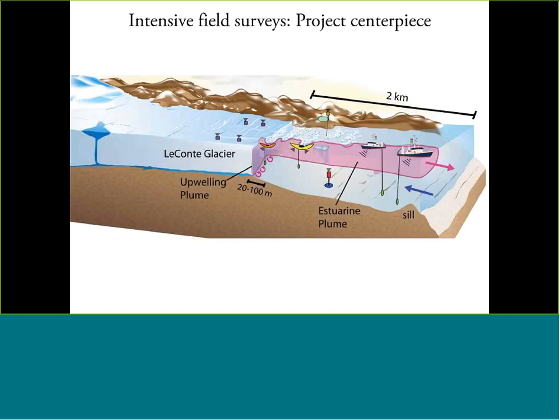This figure here from our proposal, I think, really nicely shows what is probably the centerpiece of the project and really illustrates a lot of the different things that we're trying to do. And so basically, we're going to be using melt modeling and seismometers to try and quantify variations in subglacial discharge from the glacier. There's going to be six field campaigns. Three of them will involve intensive surveys, and during those three intensive surveys, we'll have a suite of instruments out.